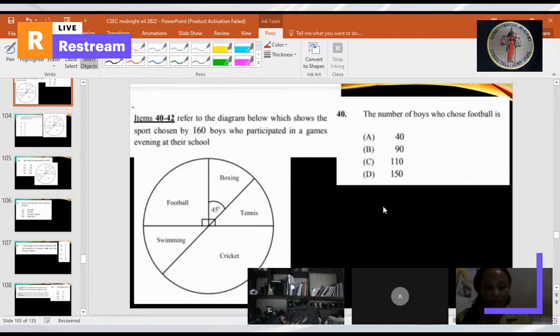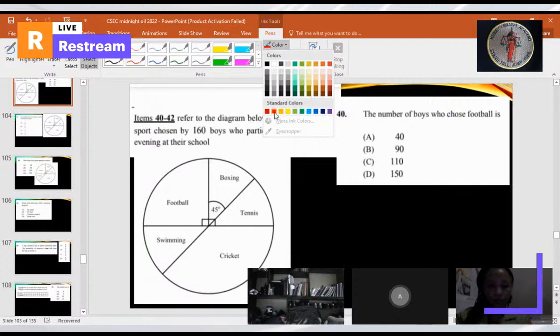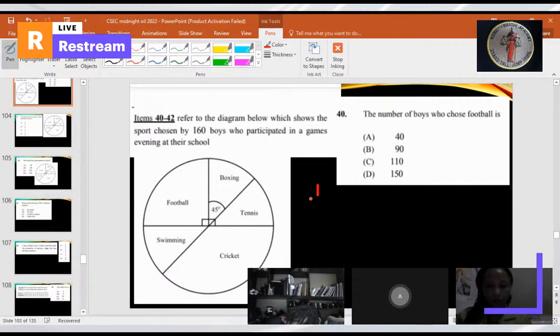So they want the number of boys who chose football. We can see that football is a 90-degree angle, so it would be a quarter of the 160 boys. So a quarter times 160 gives 40. All right, so the answer is A.